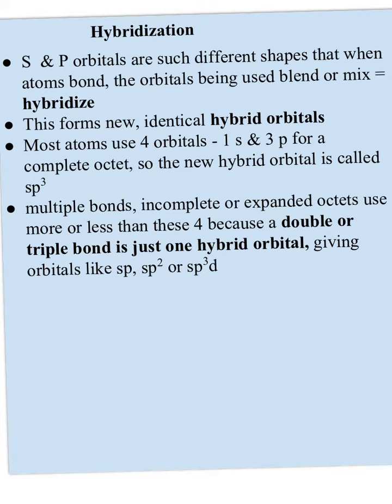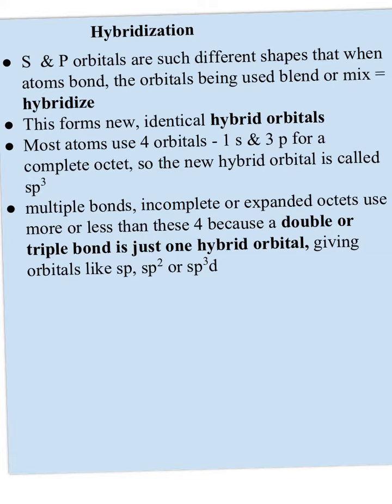Hybridization is the other thing that comes up, and we're not going to spend a lot of time on hybridization because it's not important to what we're doing, but the idea is that S and P orbitals are such different shapes that when atoms bond, the orbitals being used blend or mix together. They combine.